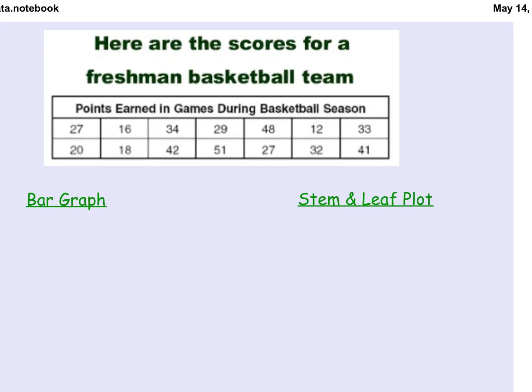Here are the scores for the basketball team. Points earned in the game. Bar graph and stem and leaf? I haven't showed you a stem and leaf, but I'm about to. All right, let me show you. We already talked about bar graphs, those are pretty easy, but stem and leaf, let me show you what they look like. 0, 1, 2, 3.